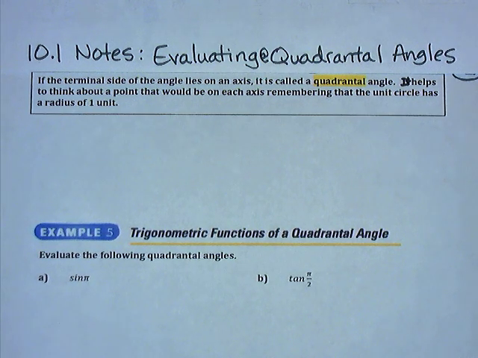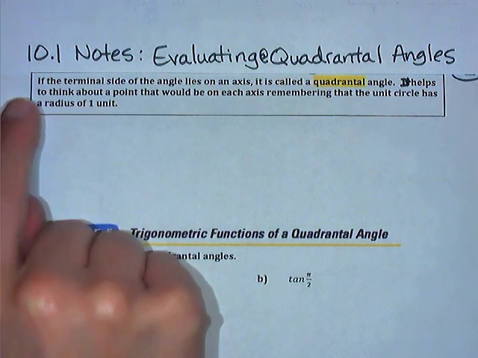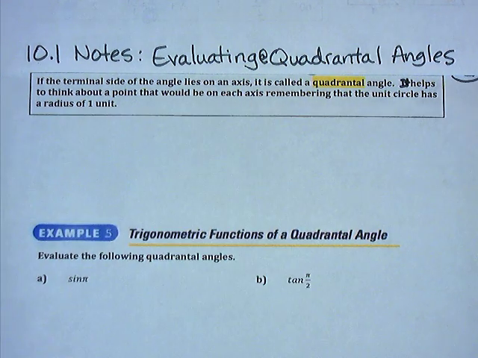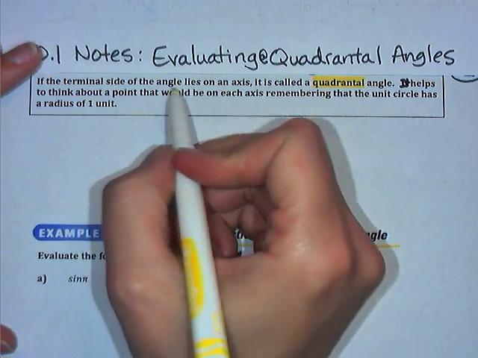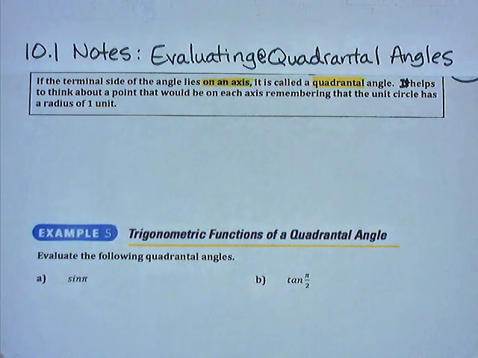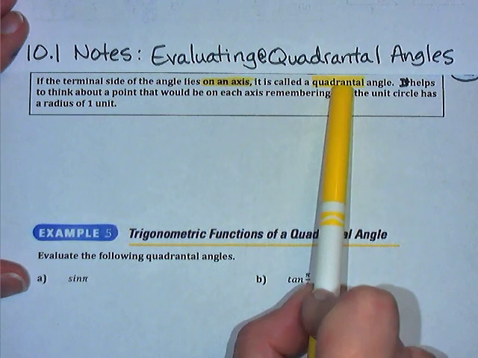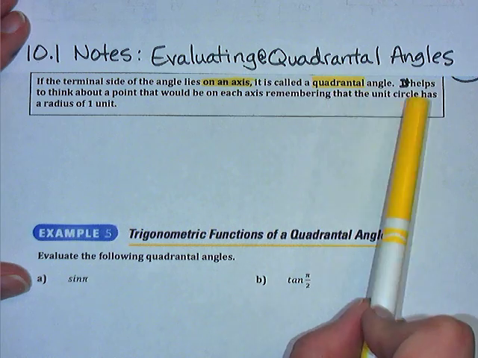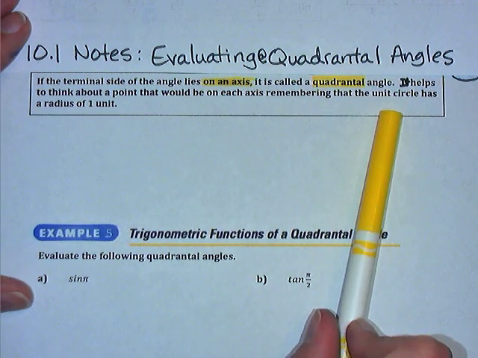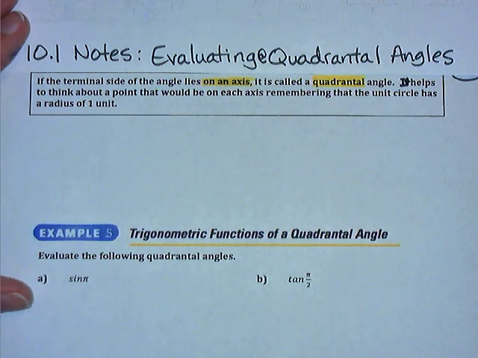This is 10.1 Notes: Evaluating at Quadrantal Angles. If the terminal side of the angle lies on an axis, so it's 0 degrees, 90 degrees, 180, 270, 360, 450, if it lands on an axis, it's called quadrantal. It helps to think about a point that would be on each axis, remembering that the unit circle has a radius of 1.